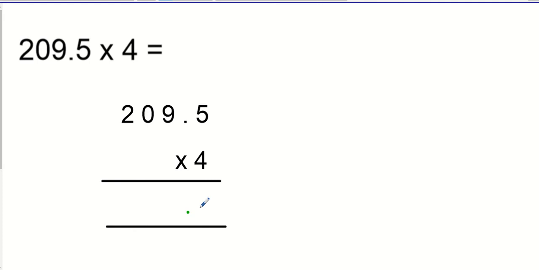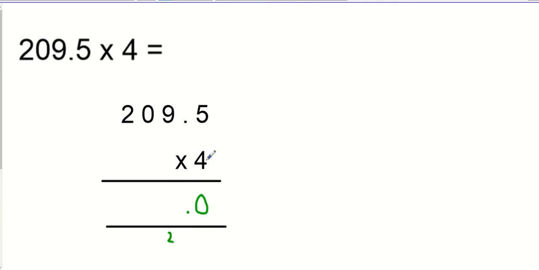So I'm putting my decimal point in straight away, and then I don't need to worry about what these numbers are actually worth in terms of place value. I can think about them as individual digits. So 4 times 5 is 20. So I'm going to carry the 2. And my 0 goes there.